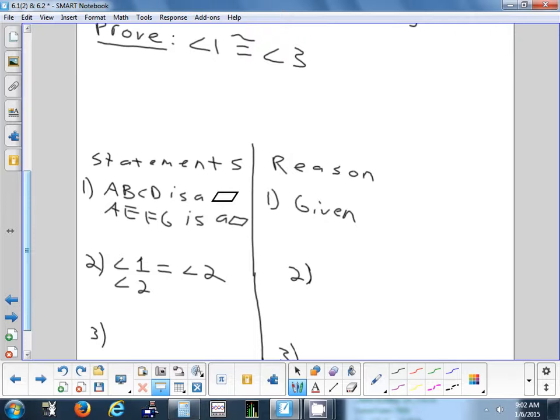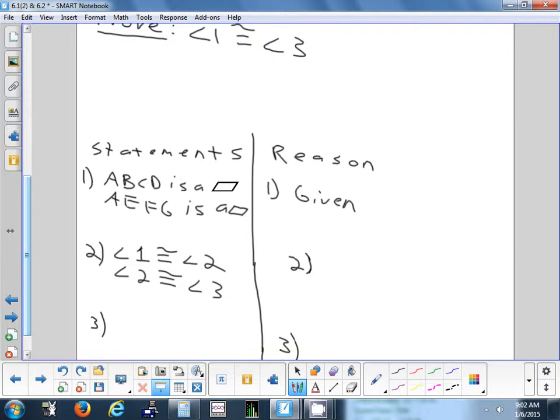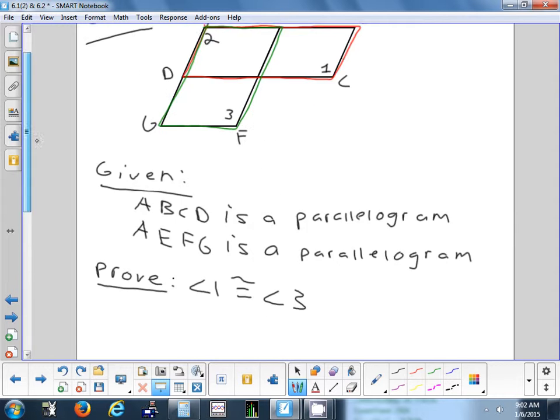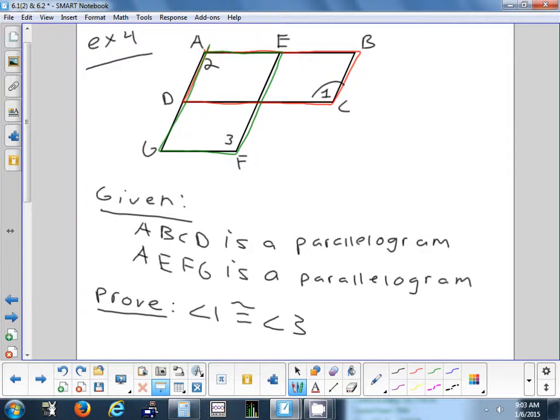And then, let's just write our reason first. So our reason will be opposite angles of a parallelogram are congruent. You don't have to write or memorize theorem numbers. So opposite angles in a parallelogram are congruent. Any question on that? So 1 matches 2, 2 matches 3.